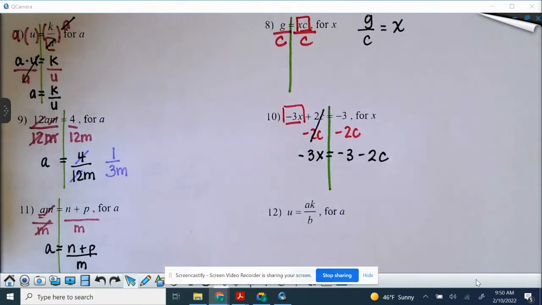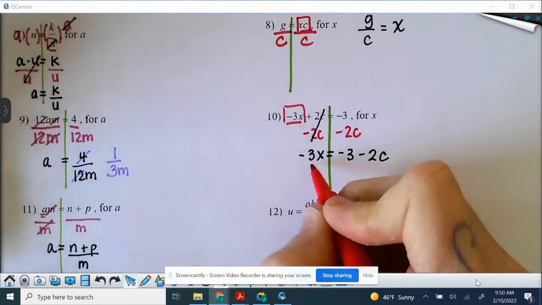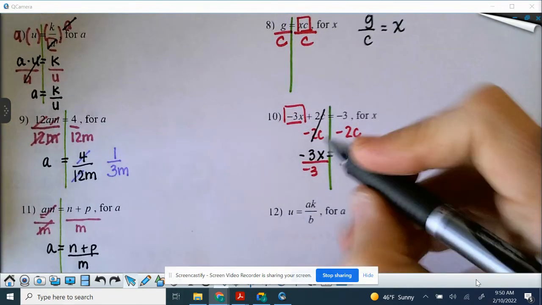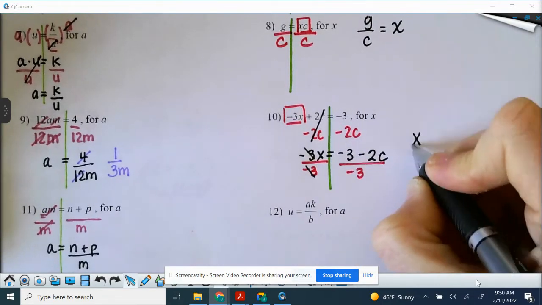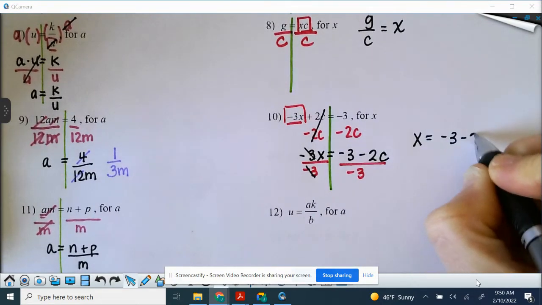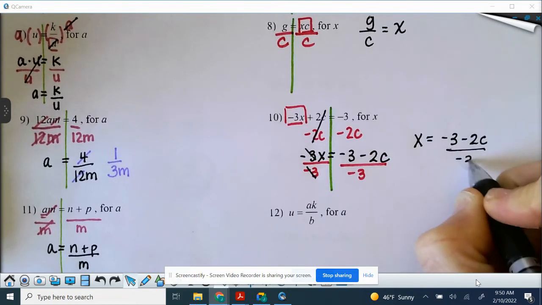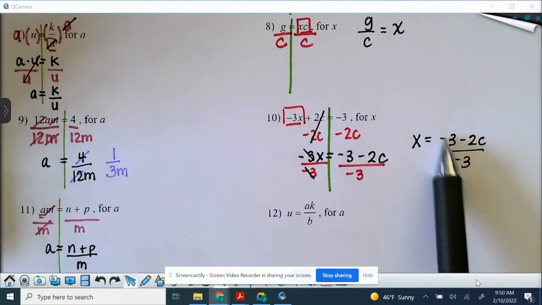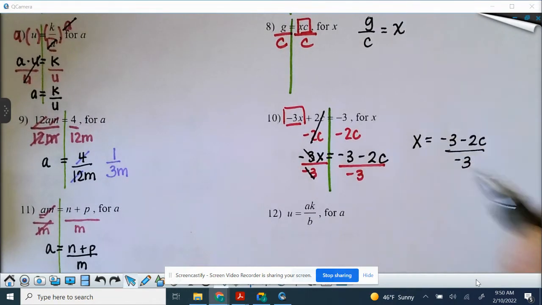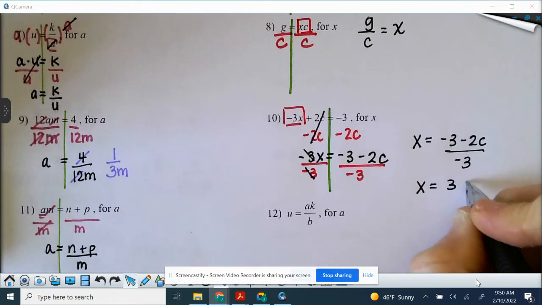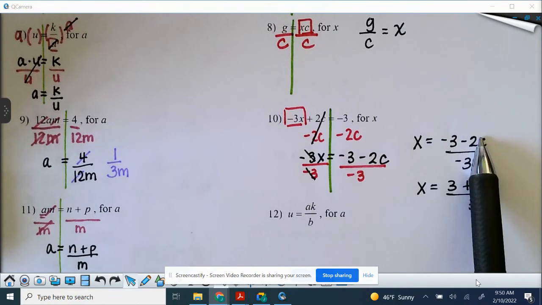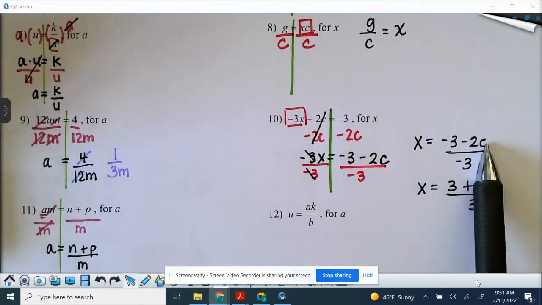Still need x by itself. At this point it is not. It's attached to a negative 3 by multiplication, so we're going to divide by negative 3. And then these 3s go away. So now x is by itself: negative 3 minus 2c all over negative 3. Now, because of this negative and this negative, these are probably going to switch signs. So it's going to be x equals 3 plus 2c over 3. And that's because of the negative negative. And because it's a binomial, the whole thing switches.